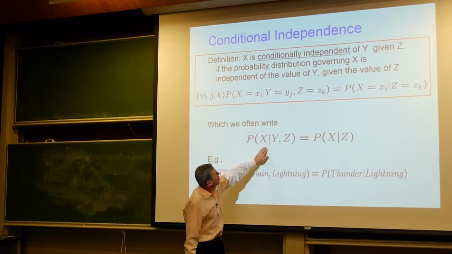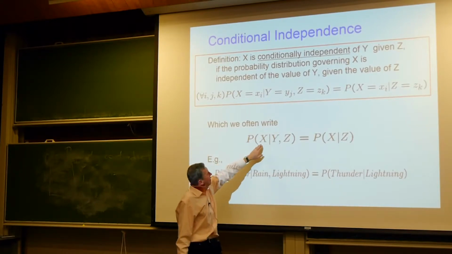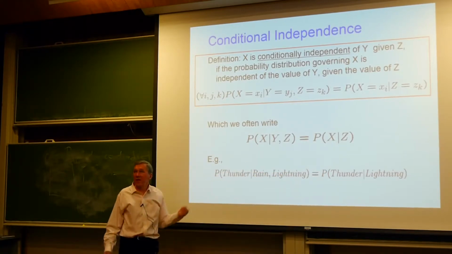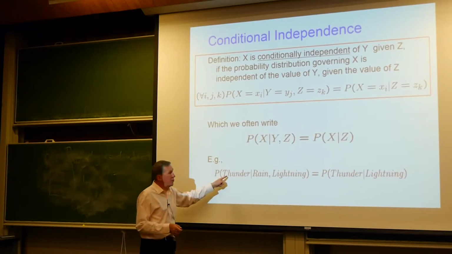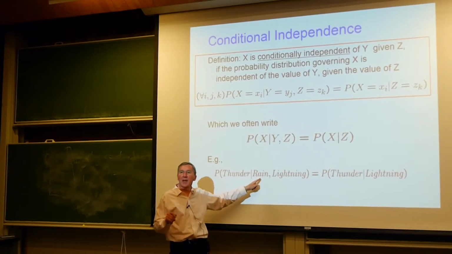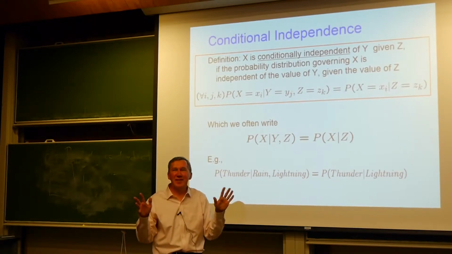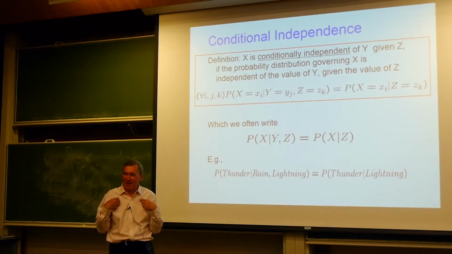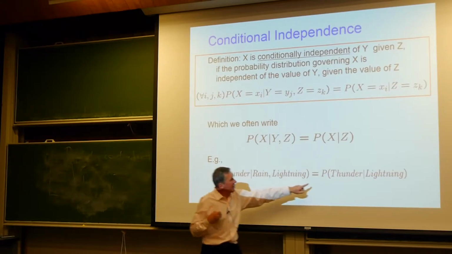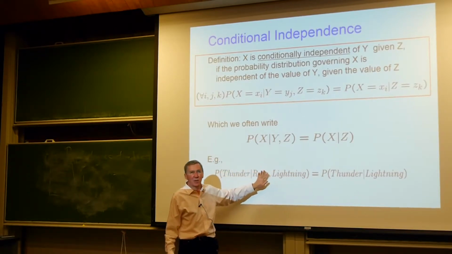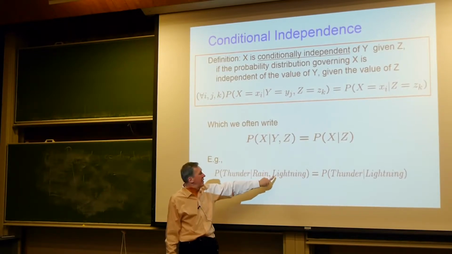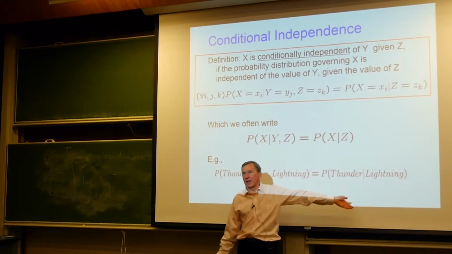We'll often write it this way without the quantifier: the probability of x given y and z equals the probability of x given z. And here's an example. Think of three random variables that could be true or false. We could have just heard thunder, yes or no. It could be raining, yes or no. We could have just seen lightning, yes or no. You and I know, because we live in the 21st century, that lightning causes thunder. And therefore, it really doesn't matter whether it was raining, does it? So given lightning, it really doesn't matter whether it was raining. The probability of hearing thunder, given that we know whether there was lightning and whether there was rain, is just the probability of thunder given that we know whether there was lightning.